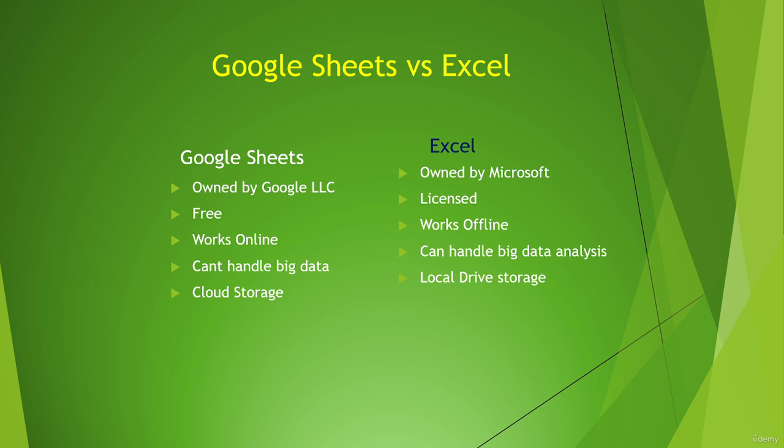Then lastly, it is in terms of storage. When it comes to Google Sheets, when you work on a document, you have a worksheet you've prepared, maybe your budget and so on. Once you've completed your work, as you click on save, your work is stored in the cloud in what we call Google Drive. On the other hand, with an Excel sheet, as you complete your work, you click on save and the document is saved on your local computer drive.